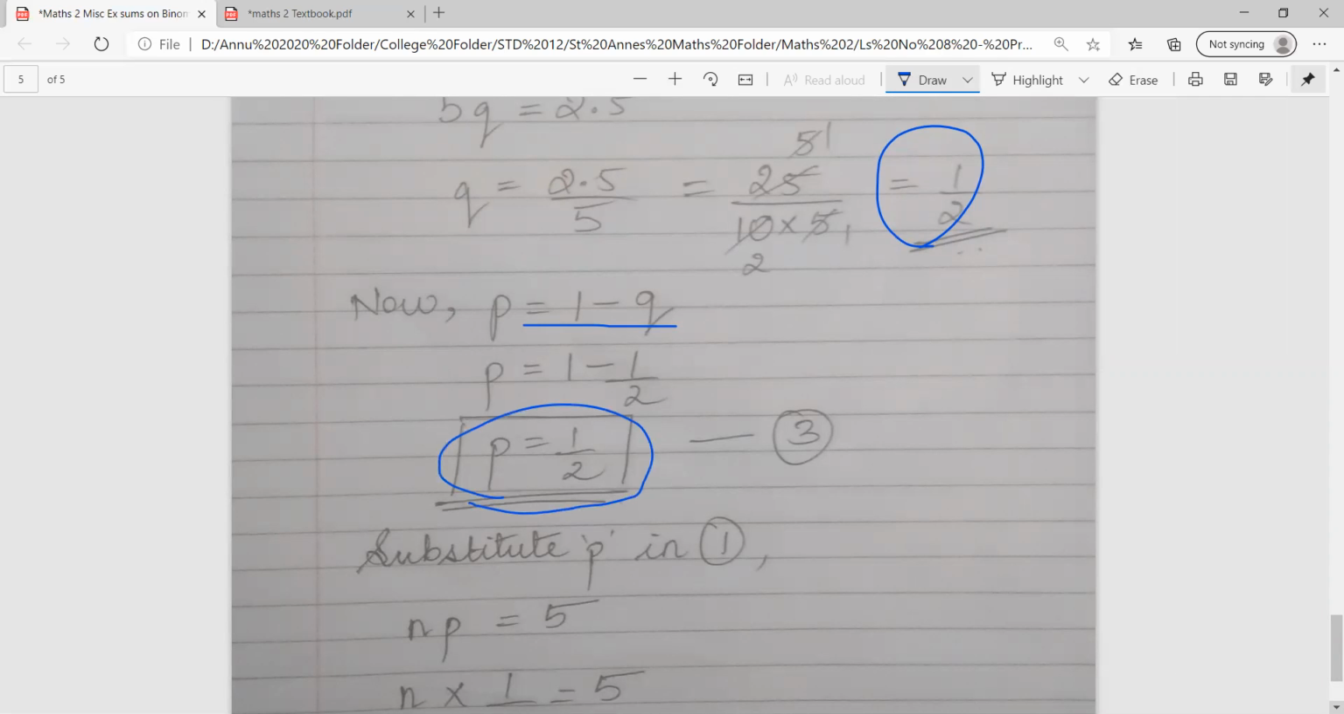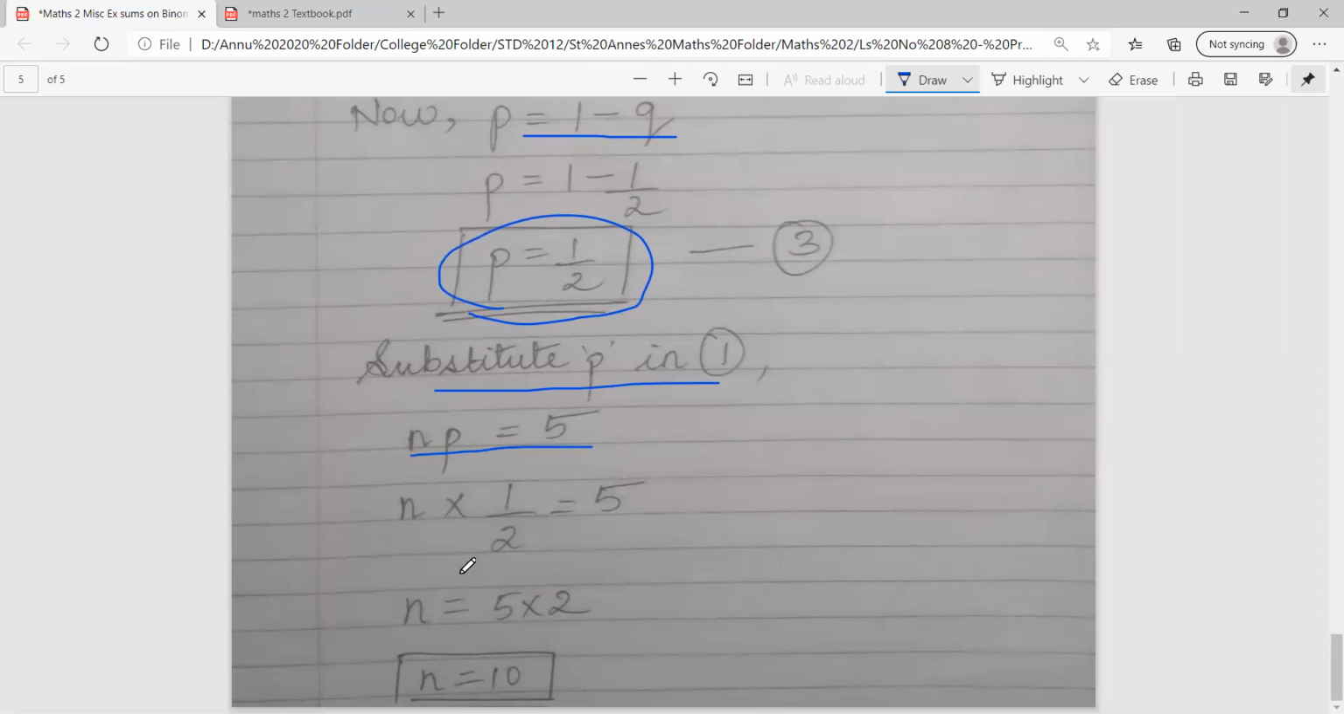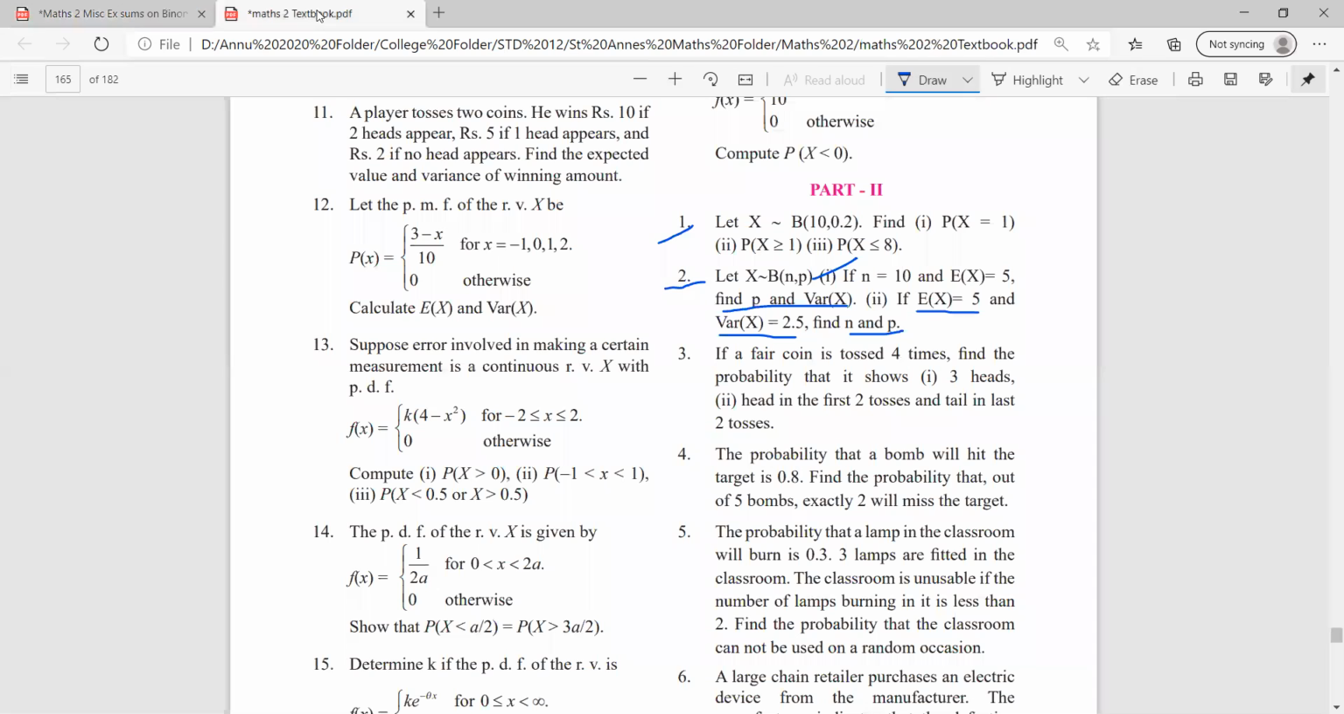Now we can substitute the value of p in either of the two equations above. I substituted the value of p in equation number 1. That is np is equal to 5. You could have also substituted in npq is equal to 2.5. So on substituting, I get the value of n to be 10. So with this class, we have started with the revision section of binomial and Poisson.